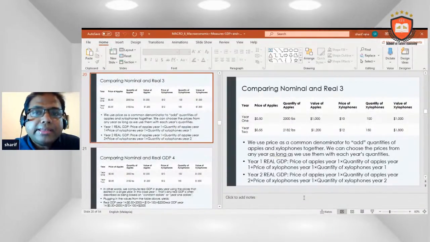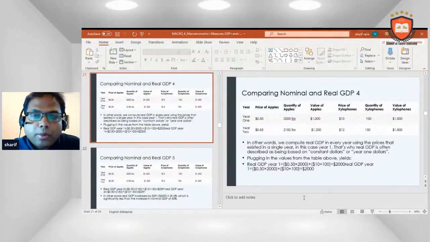So if we compare the nominal and the real GDP, what do we find? We use price as a common denominator to add the quantities of apples and xylophones together. We can choose the prices from any year as long as we use them with each year's quantities. Year 1 real GDP: price of apples year 1 times quantity of apples year 1, plus price of xylophones year 1 times quantity of xylophones year 1. Year 2 real GDP: price of apples year 1 times quantity of apples year 2, plus price of xylophones year 1 multiplied by quantity of xylophones year 2.